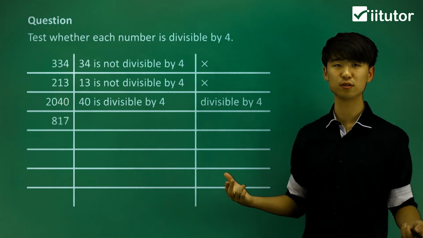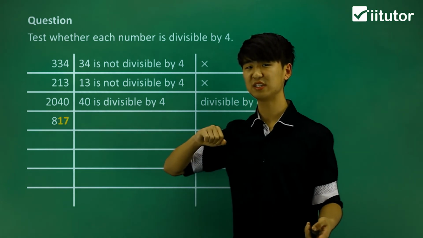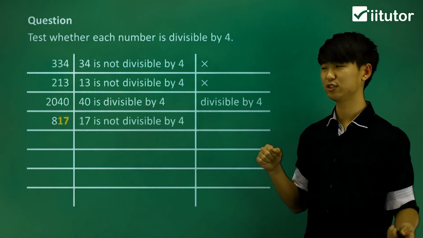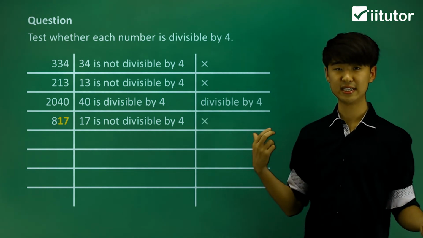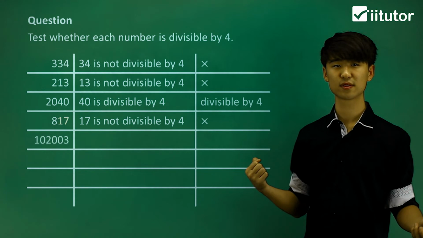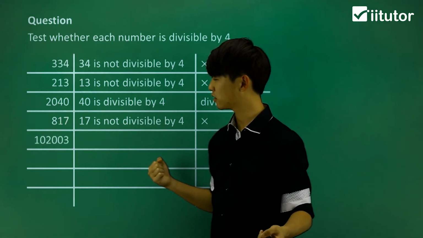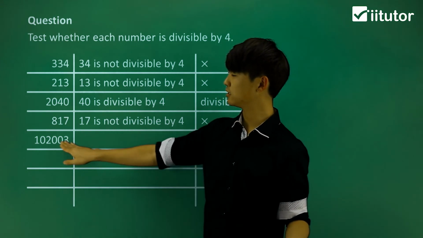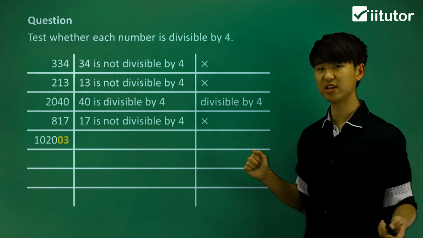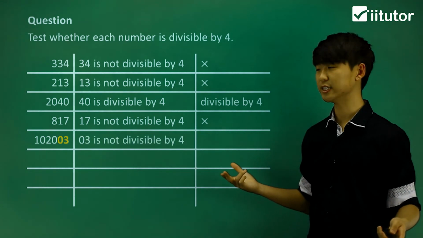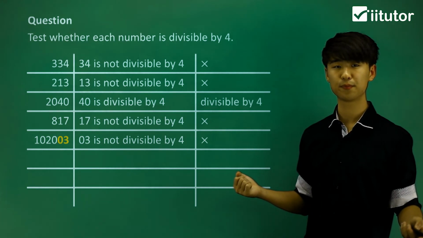Not too difficult. 817, last two digits is 17. 17, obviously, is not divisible by 4. So 817 is not divisible by 4. What about this long number here? 102,003. It doesn't matter how long it is, we're just looking at the last two digits, which is 03. Is 3 divisible by 4? Nope. So this one is not divisible by 4.